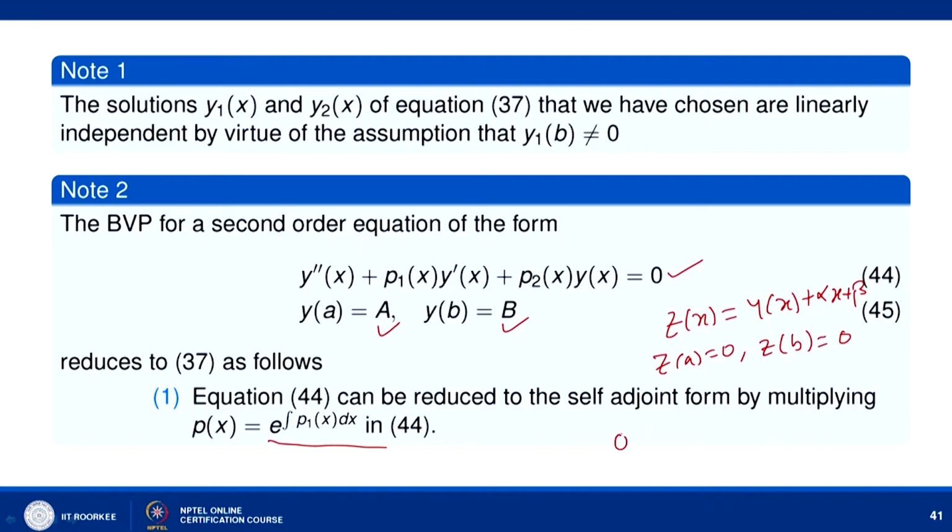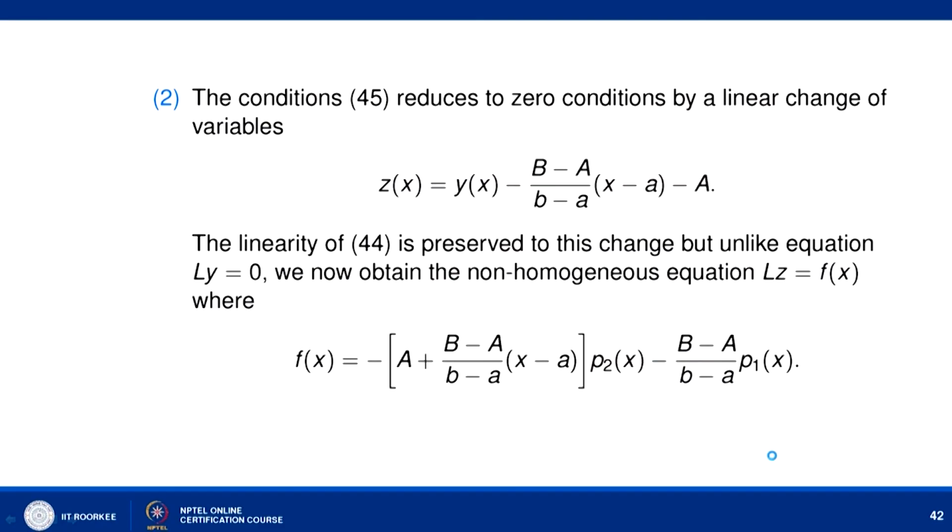So if you look at this, 0 equals y of a, which is a plus alpha a plus beta, and z of b is equal to 0. So 0 equals b plus alpha b plus beta. Using this you can find the values of alpha and beta here. That is what I have written here, that you can find alpha and beta, and it is given by this. So z of x equals y of x minus (capital B minus capital A) divided by (small b minus small a) times (x minus a) minus A. If we use this, then we can change our boundary condition to a homogeneous boundary condition.